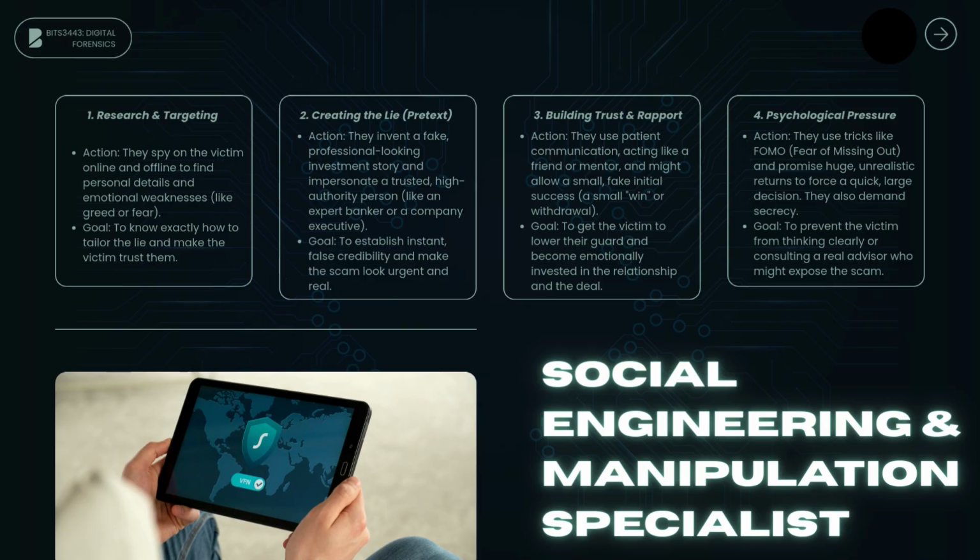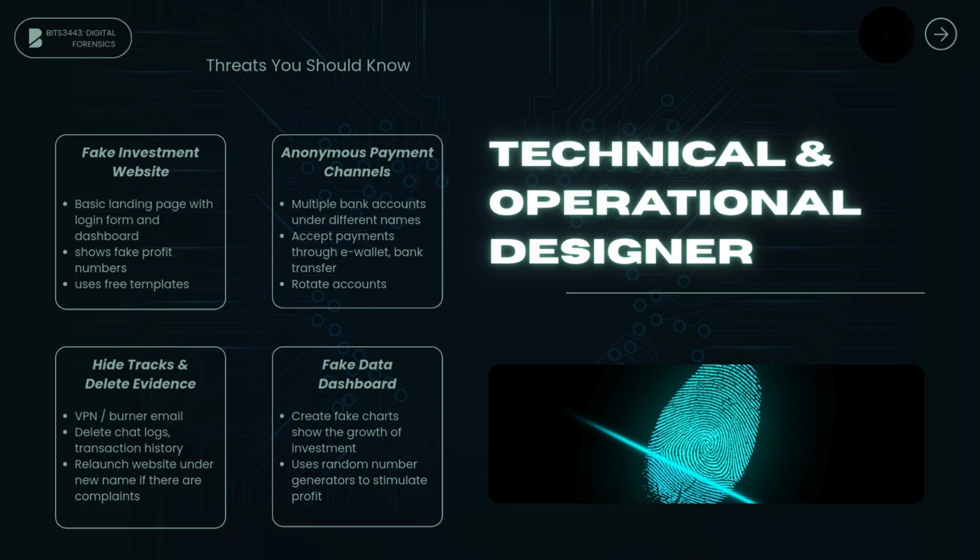The fourth is psychological pressure. Action: use tricks like FOMO, fear of missing out, and the promise of huge, unrealistic returns for a quick, large decision. There are also demands for secrecy. The goal is to prevent the victim from thinking clearly or consulting a real advisor who might expose the scam.